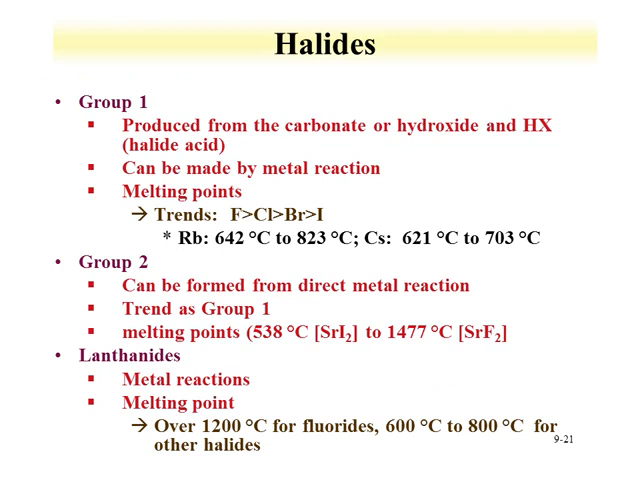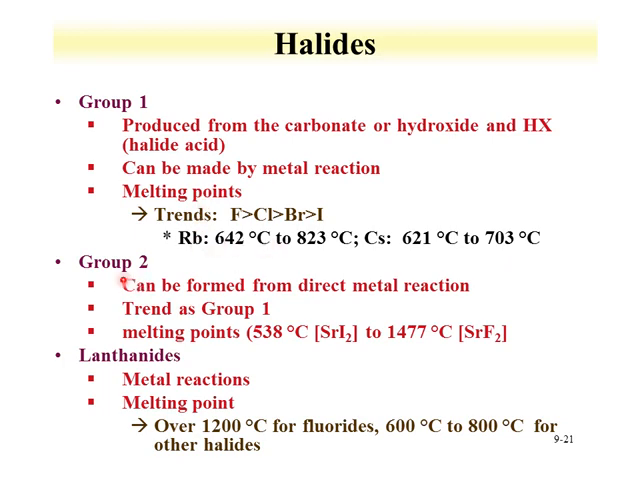Other trends for halides: group 1 elements are produced from carbonate or hydroxide with an acid. They can also be made by metal reactions, and the melting point trends for the group 1 elements are listed here. So for trends, fluorides are greater than chlorides, bromides, and then the iodides for the melting points.